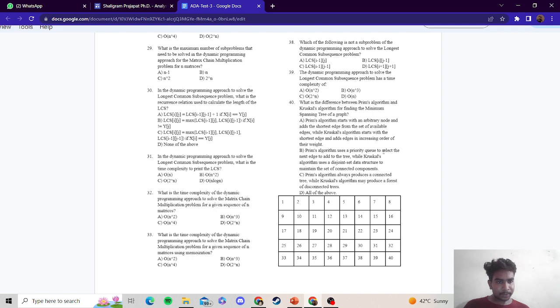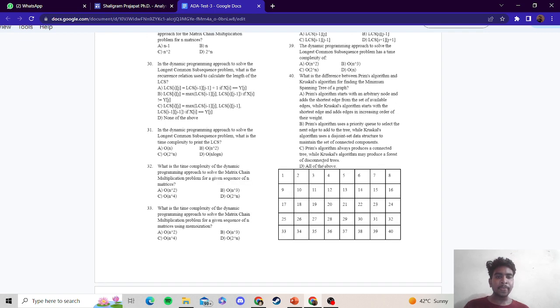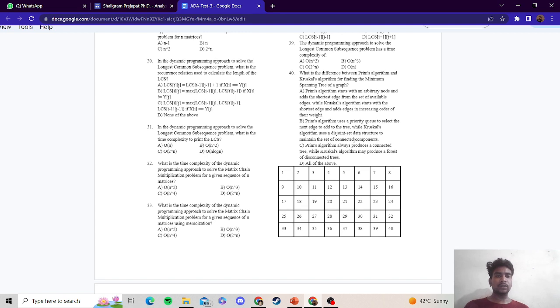Prim's algorithm uses a priority queue to select the next edge to add to the tree, while Kruskal's algorithm uses the disjoint set data structure to maintain the set of connected components. Yeah, this is also true. Prim's algorithm always produces a connected tree, while Kruskal's algorithm may produce a forest of disconnected trees. Yes. So all three options are correct. So we will go with option number D, that all of the above are correct.